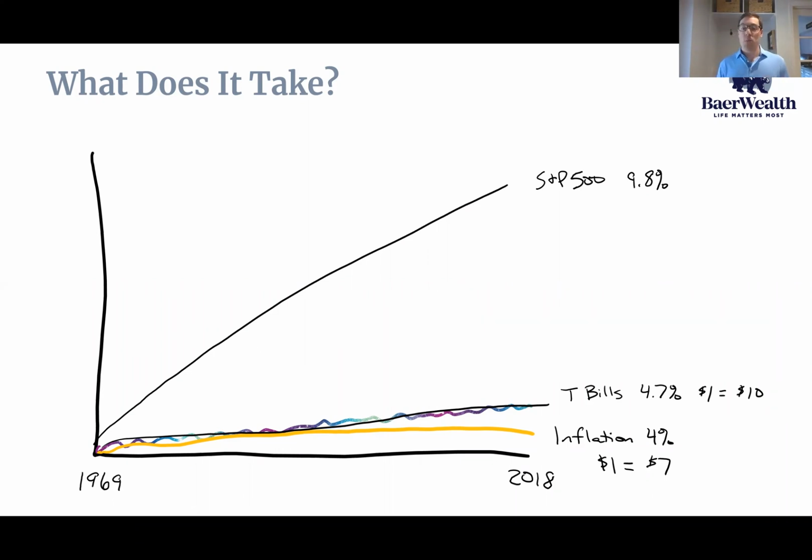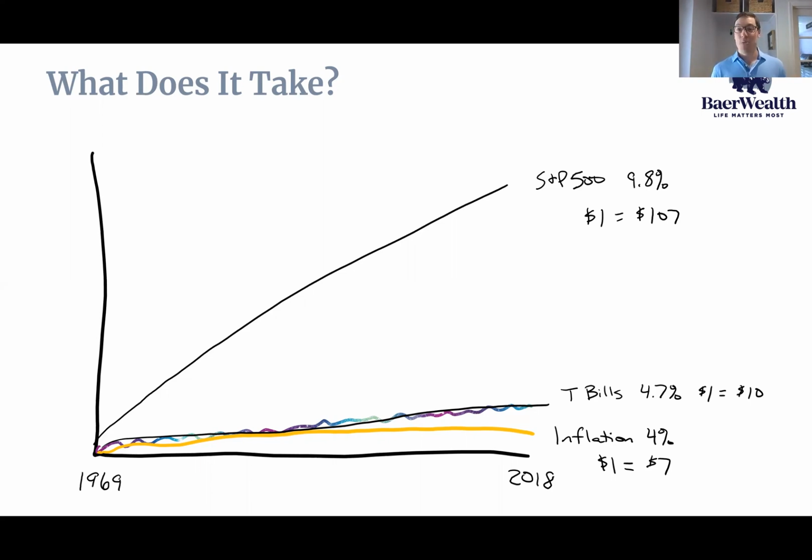So that difference between 4.7% and 9.8%, what do you think it might be? It's actually drastic, right? $1 back in 1969 at a 9.8% compounded return is worth $107 today. I want you to ask yourself, is that surprising, or does that fit in line with what you might expect based on the two lower bars there with inflation and T-bills?